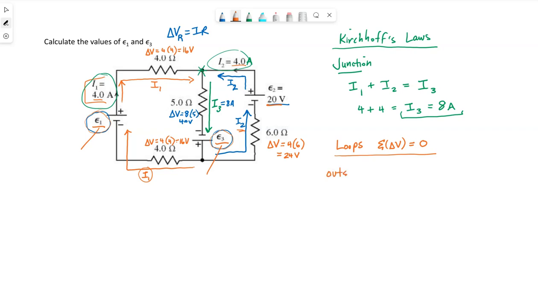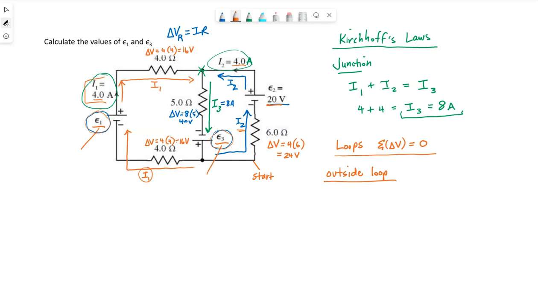So, let's just go ahead and do the outside loop first. Now remember, loop rule, we just need to end where we start. So let's choose a place to start. I'm choosing the bottom right-hand corner. And I want to go around the whole outside loop. Whether I go towards this 20-volt battery first or go left towards the EMF1 first, doesn't matter. What matters is that I end up where I started.